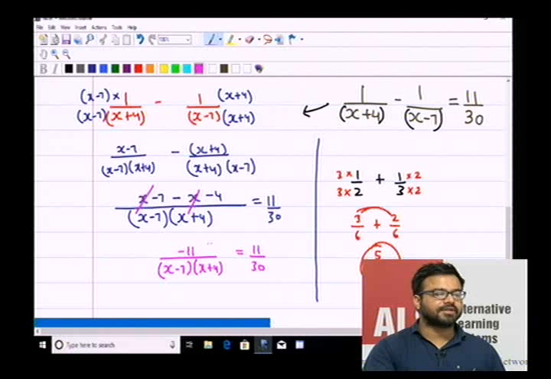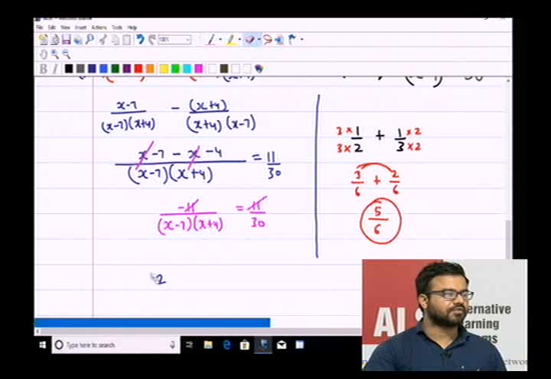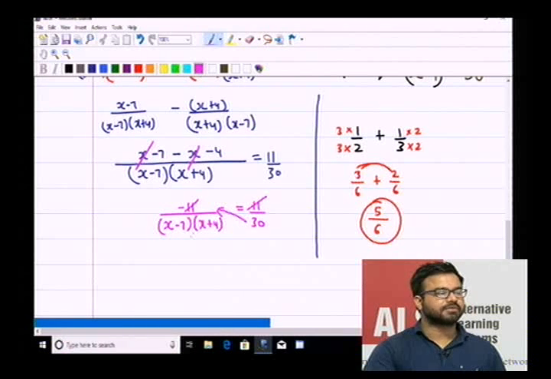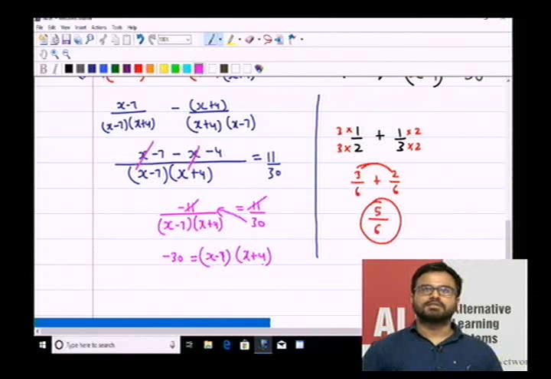Now this 11 and 11 will also cancel out from both sides. So here minus 1 will remain. So now what we have to do is just cross multiplication. So 30 will get multiplied with this one. So this will become minus 30 is equal to x minus 7 into x plus 4. This is the equation.